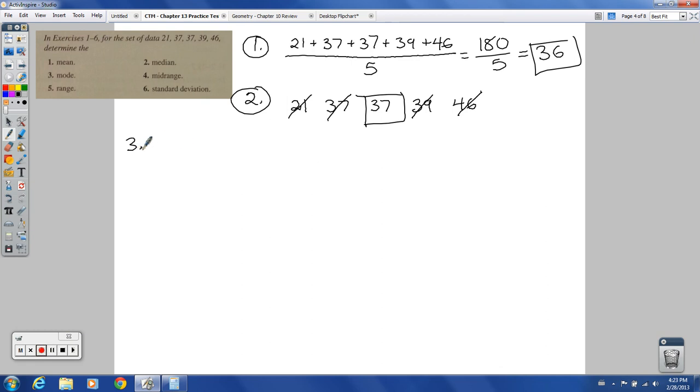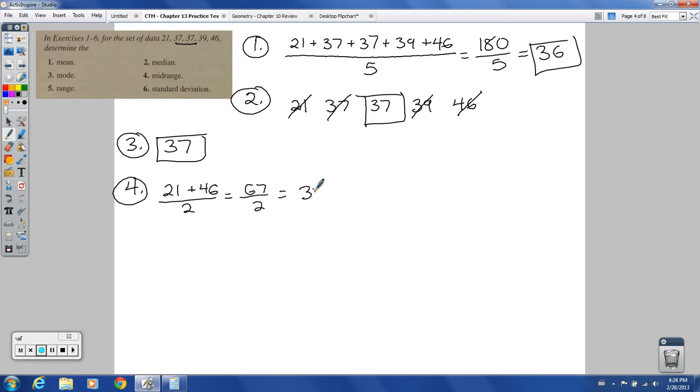Number 3, the mode, the number that shows up the most. Well, 37 shows up twice. Nothing else shows up more than once. Therefore, 37 is the mode. Number 4, the mid-range. We're taking the maximum and minimum values. We're adding them together and dividing by 2. So that looks like that. This would be 67. 67 divided by 2 would be 33.5.